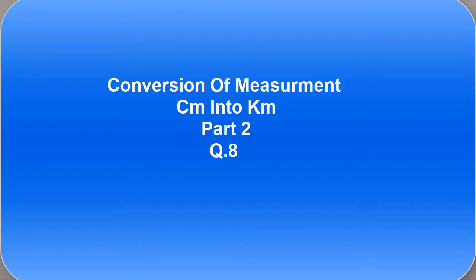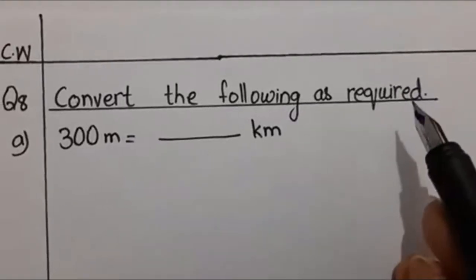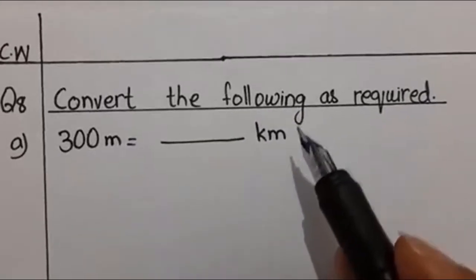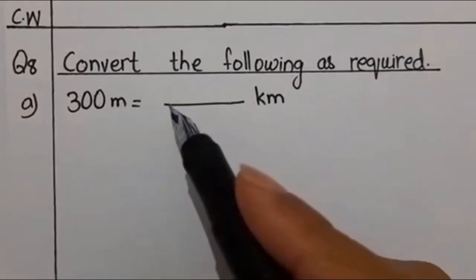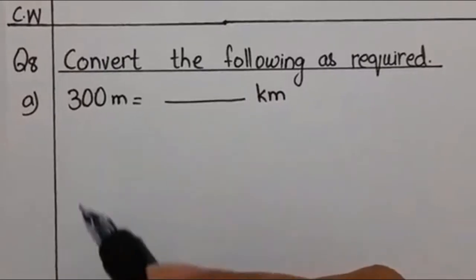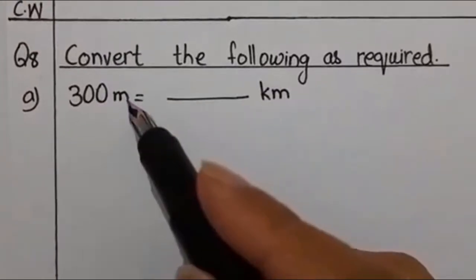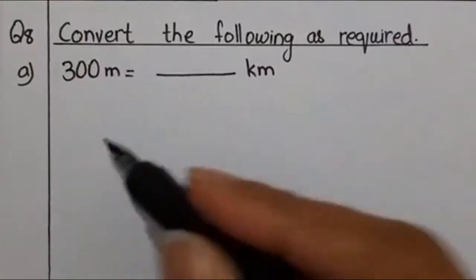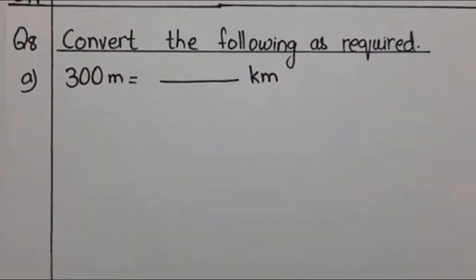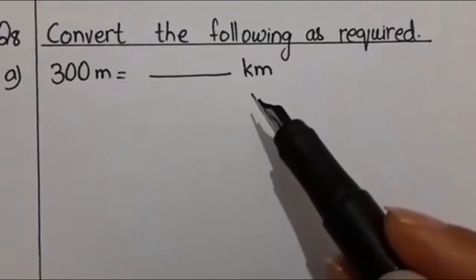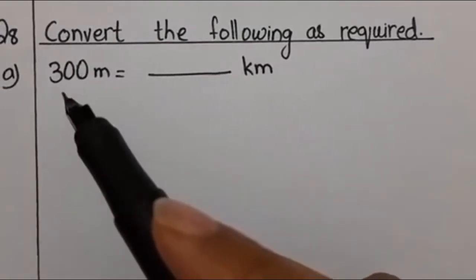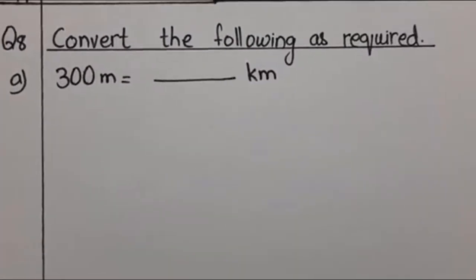Boys, after doing the activity, we will move toward our exercise, and question number 8 is convert the following as required. This question number 8 is same as our activity, but here you can see they have made a blank. So for this blank we have to solve it. We have to convert 300 meters into kilometers, and you all have done converting meters into kilometers. As we all know, 1000 meters make 1 kilometer, so we have to divide 300 with 1000.